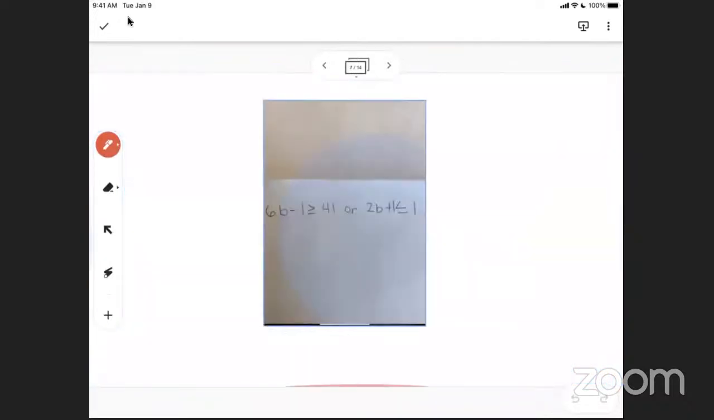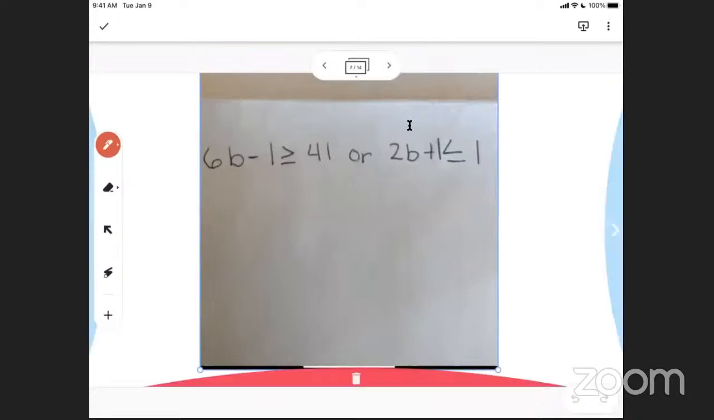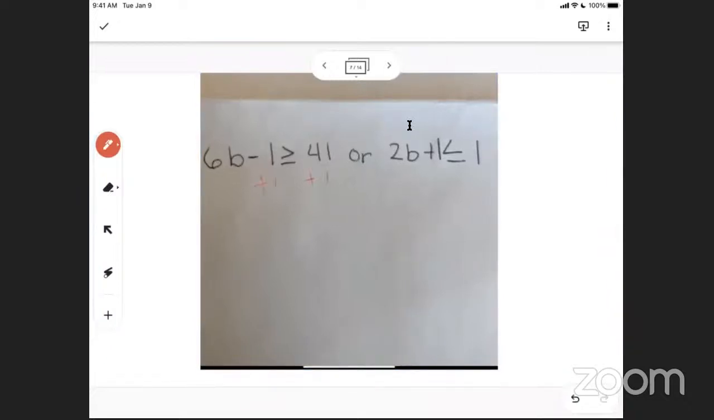All right. How about this one? You tell me what to do first. First, you're going to add 1. And when I do that, what do I get? You're going to get 42. 6b is greater than or equal to 42. Good. Or now what do I do on this side? Subtract 1 from both sides. Good. And what do I get? 2b is less than or equal to 0.